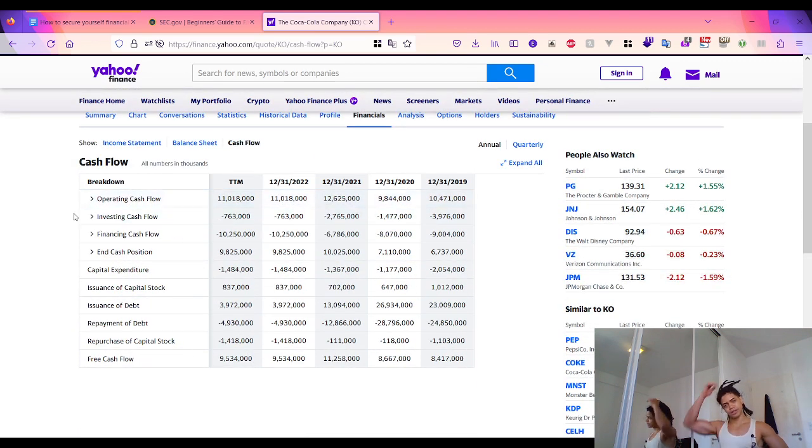So the TLDR for the operating cash flow in the cash flow statement.